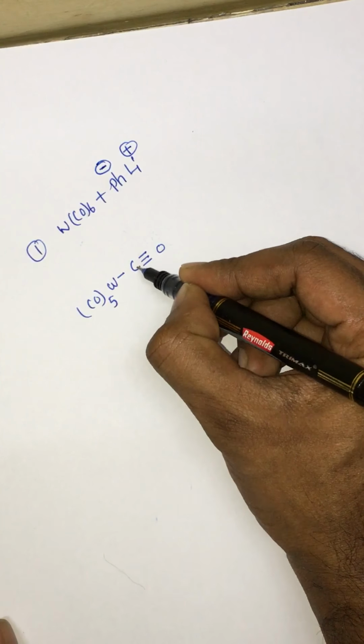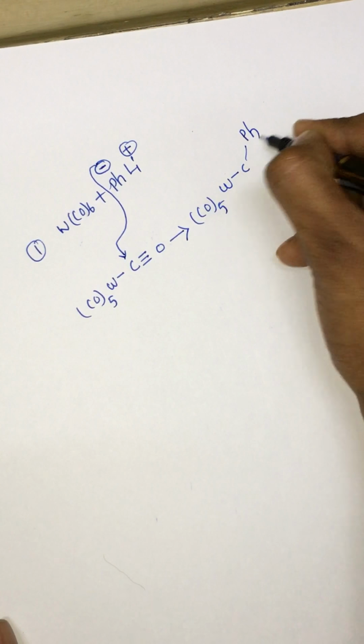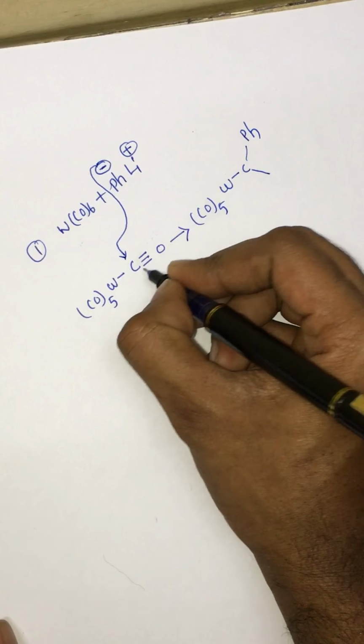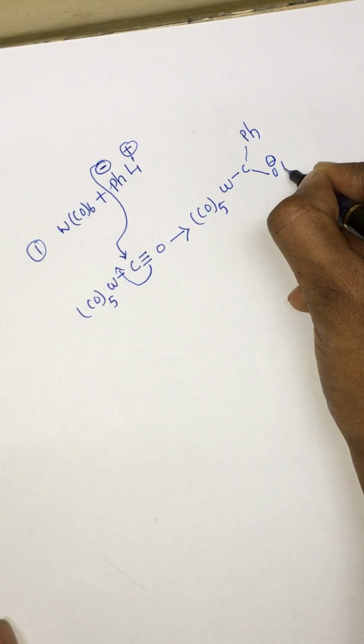So this Ph comes and attacks the carbon. Then it will become a double bond C Ph, and this bond goes like this, and this will become O minus and Li plus.